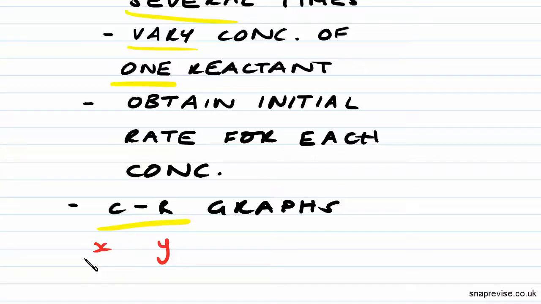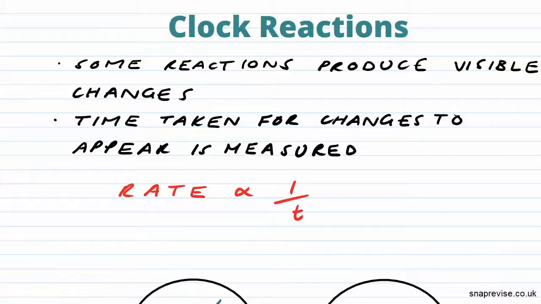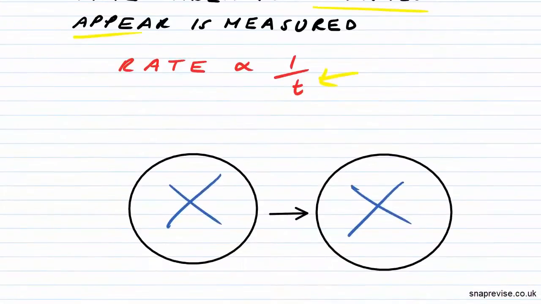So let's have a quick look now at clock reactions. Well, some reactions produce visible changes. There may be a colour change or a precipitate may be formed, and the time taken for these changes to appear is measured. So we can actually use this relationship here: rate is directly proportional to 1 over t, where t is the time taken for a change to appear. And the way we can measure the time taken for changes to appear is with these clock reactions.